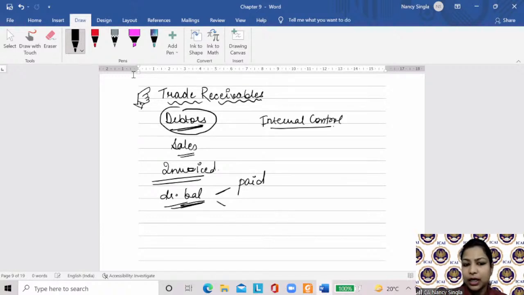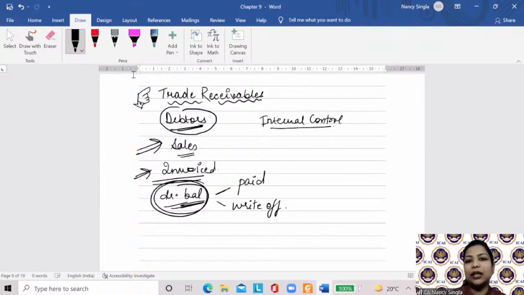या तो payment हो जाएगा, या ये क्या हो जाएगा? Write off हो जाएगा with the appropriate authority. By appropriate authority, ये write off हो जाएगा. ठीक है? So when credit sales are made, the sales are invoiced to the customer, invoices are issued to the customers, it will appear as what? As a debtor balance. And it will continue to remain as a debtor balance until it is paid by the debtor or it has been written off by an appropriate authority.